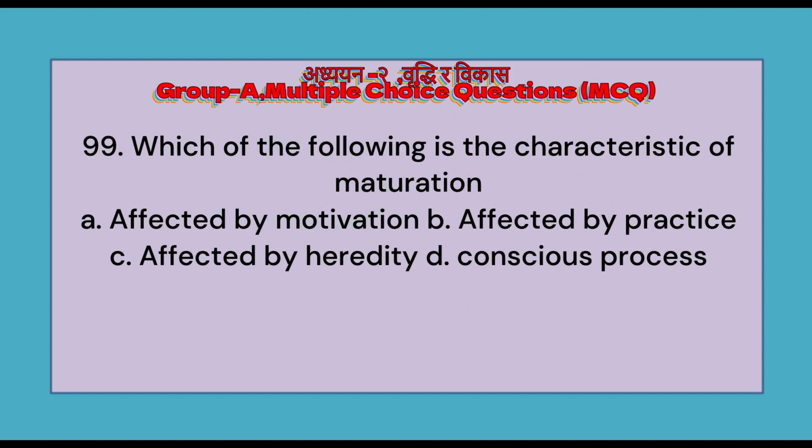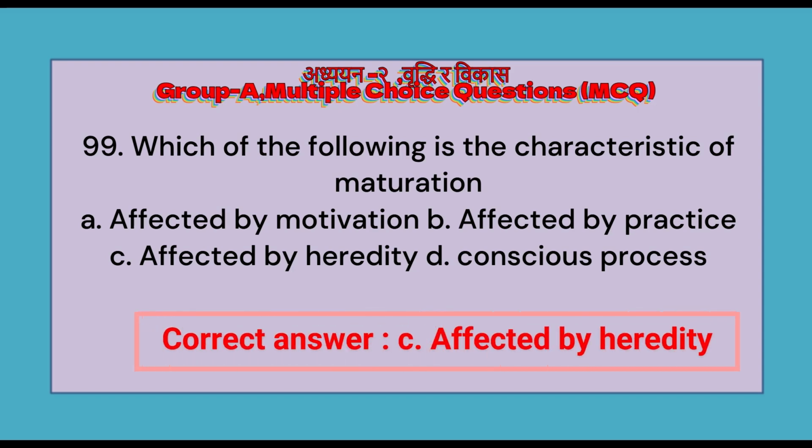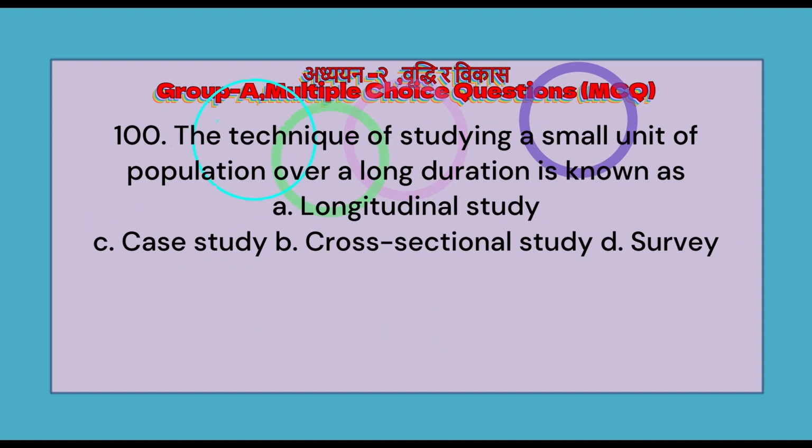99. Which of the following is the characteristic of maturation? A. Affected by motivation. B. Affected by practice. C. Affected by heredity. D. Conscious process. Correct answer: C. Affected by heredity.